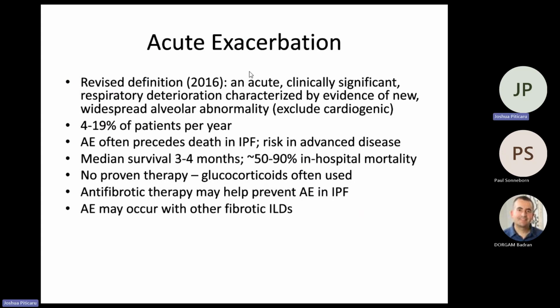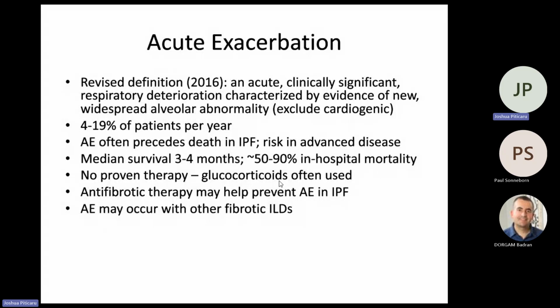So an acute exacerbation has a definition. It's an acute clinically significant deterioration with new widespread alveolar abnormality, but you do have to exclude pulmonary edema, which is reversible. And this is the usual IPF bucket, with up to 1/5 of people exacerbating per year. And this is a variation because different studies found different numbers. And these are usually the cause of death, and median survival after an acute exacerbation is poor. There's a high in-hospital mortality, right?